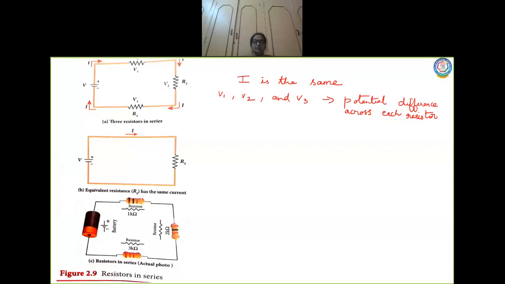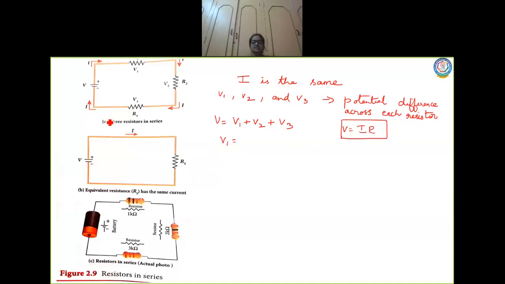So, what will be the total potential now? Can I have the total potential? Total potential is written as V, which is equal to the sum of the individual values of potential. Yes or no? So V is equal to V1 plus V2 plus V3. Now I need to find out the value of V1, right? So current is the same. According to Ohm's law, V is equal to I into R, right? Ohm's law formula: V is equal to I into R.